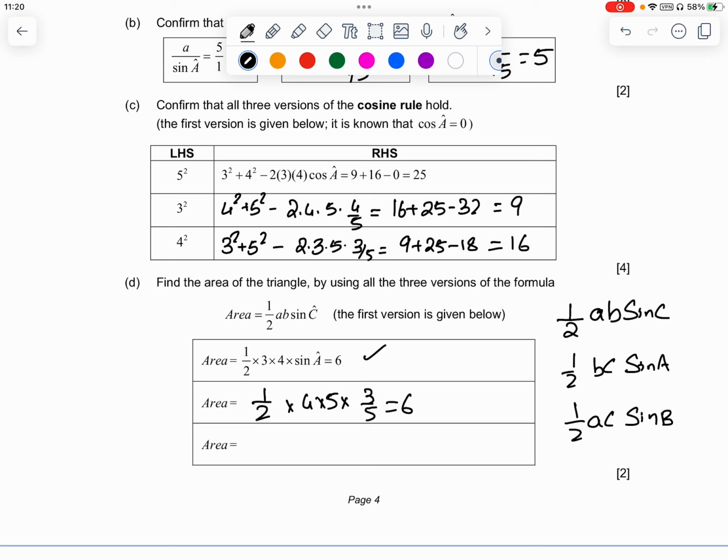Then half times, I'm going to use sine B, 3 times 5 times sine B. Sine B is nothing but what? 4 upon 5, which is going to be nothing but what? 6.